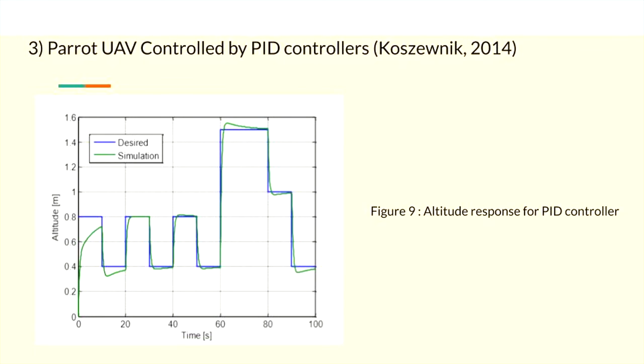Next article is on Parrot UAV controlled by PID controllers. In this paper, a PID altitude controller is designed to stabilize the vertical position and is simulated. It must be noted that during the simulation, the changes in pitch, roll, and yaw angles are assumed 0, hence the PID only controls signals that cause the Parrot UAV to hover or fall in a vertical direction. Based on the result, it is seen that for the range time of 0 to 20 seconds, the simulation does not achieve the desired value of 0.8 meter.